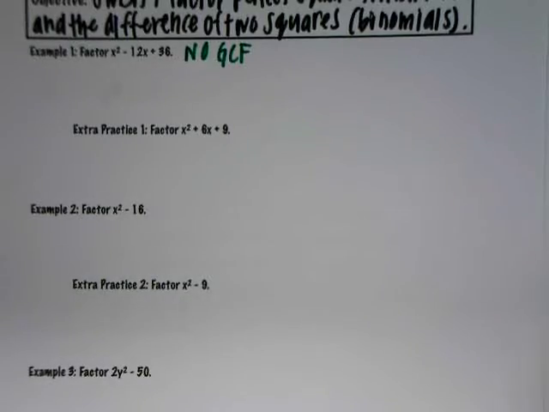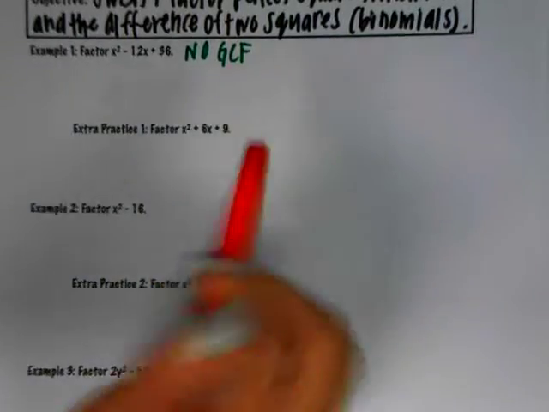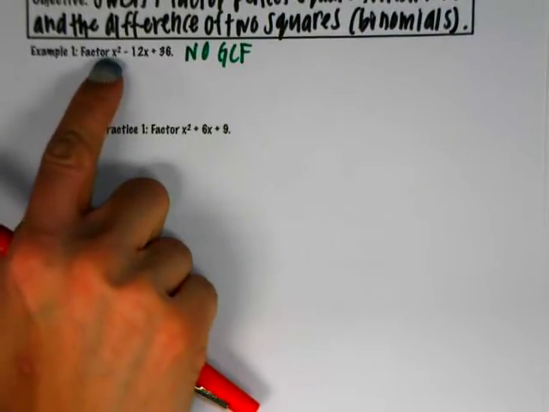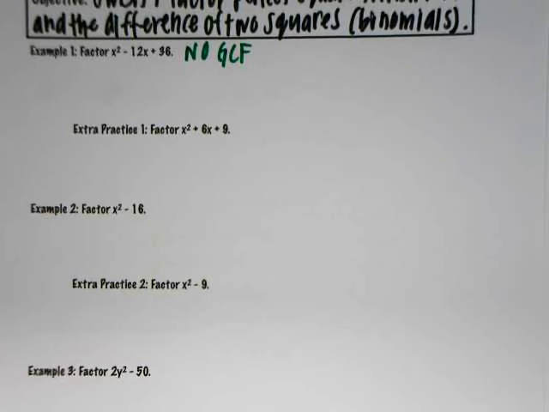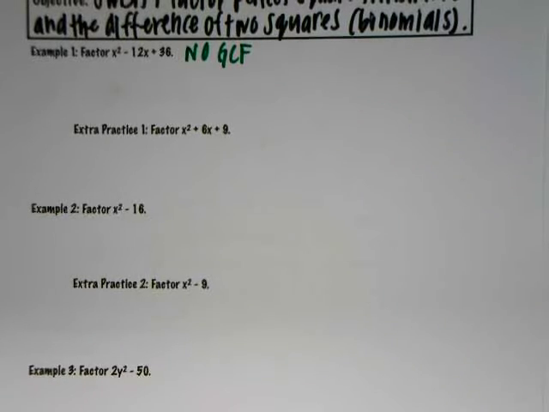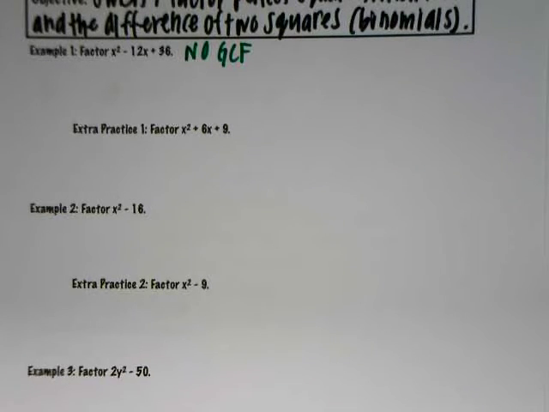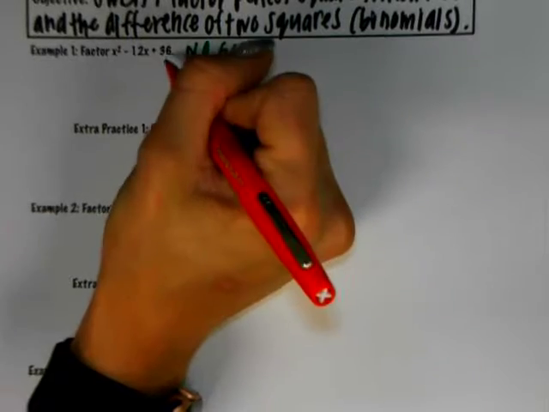Okay, so then remember we look in front of the x squared. Is there a number that's not 1 in front of the x squared? No. So all you have to do is find the two numbers. So what multiplies to be 36 and adds to be negative 12?